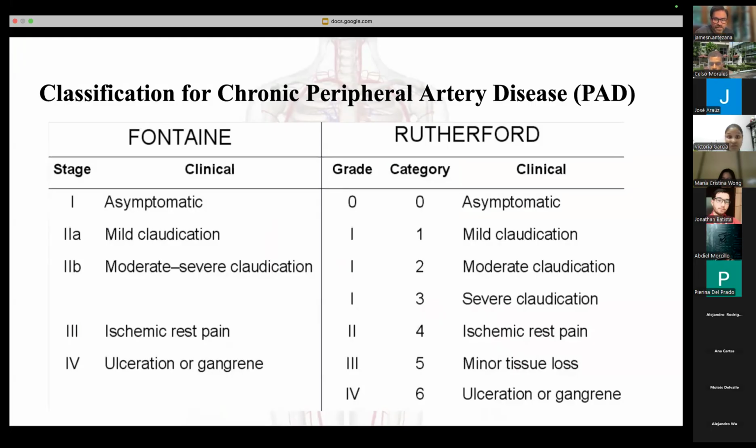When I was in training at the University of Missouri, our Bible was the Rutherford. But Fontaine also doesn't fall behind, and we also use a clinical staging of Fontaine for PAD, but in America, we use Rutherford mostly. And what do we have here?